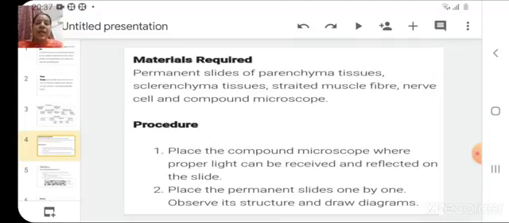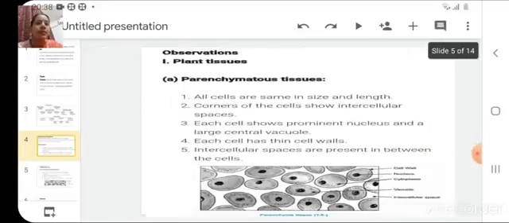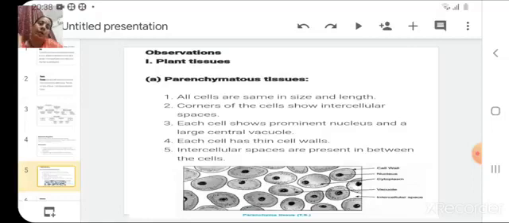After that we will write the third point, that is materials required: permanent slides of parenchyma tissue, sclerenchyma tissue, striated muscle fibers, nerve cell, and a compound microscope. The procedure will be: place the compound microscope where proper light can be received and reflected on the slide. Then the second point will be: place the permanent slide one by one, observe its structure and draw the diagrams. Then the next main point will be observation. Actually it is the fourth heading.